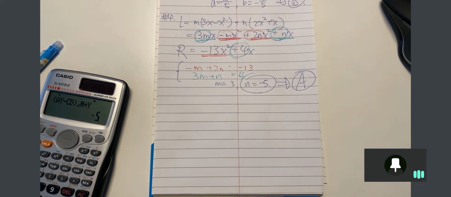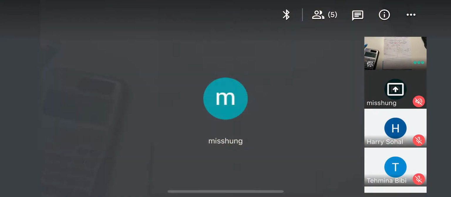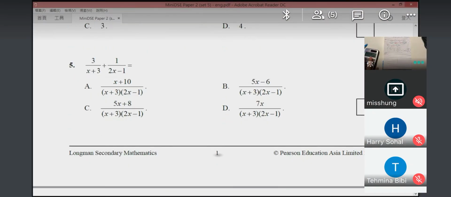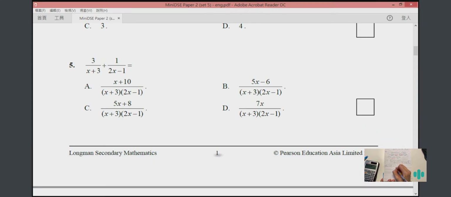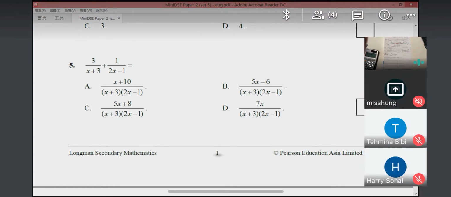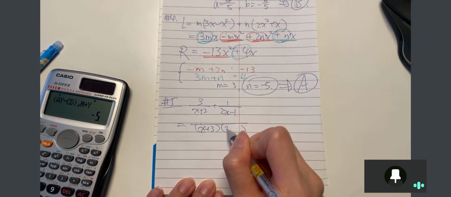Okay, and then for number 5, okay, number 5 is a simplification of this expression. And when you take a look at the options given, they all have the same denominator. So I just simply write down, I don't write down the brackets. Okay, you just simply multiply the brackets, the denominator. Okay, just write down those two. Okay, x plus 3, 2x minus 1.